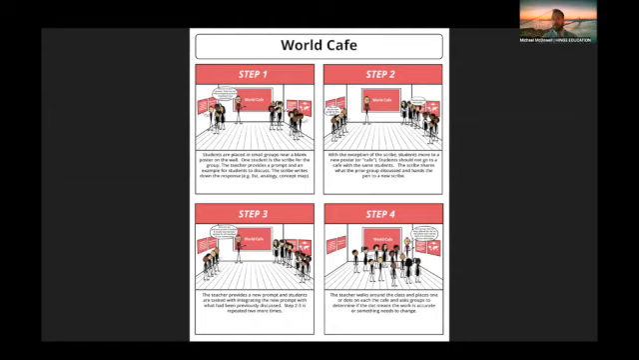World Cafe is another great process to synthesize ideas. I love this as bringing ideas together. So to me, this is a great way to converge ideas, but you could also use it for divergent ways as well. So I'm going to show you a little bit about how to do this.